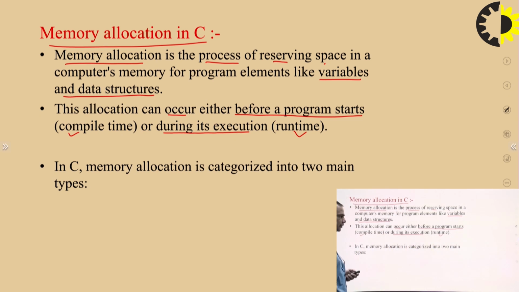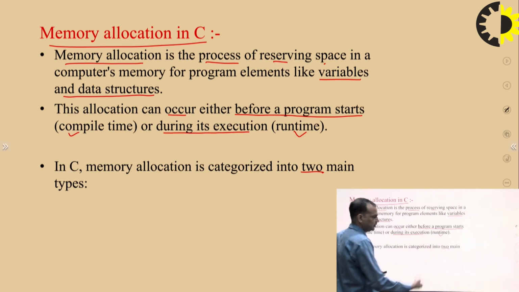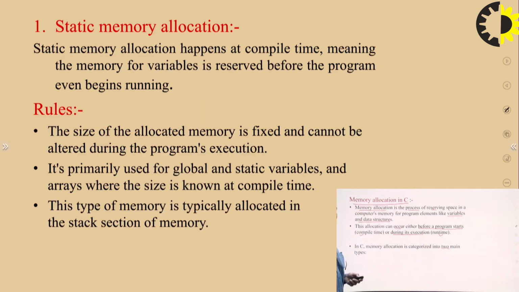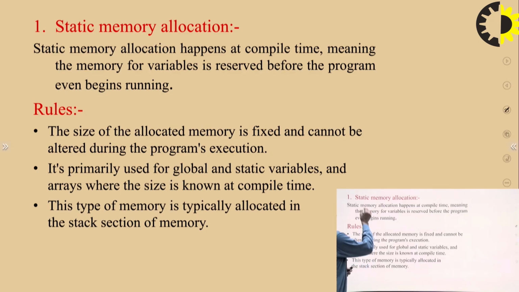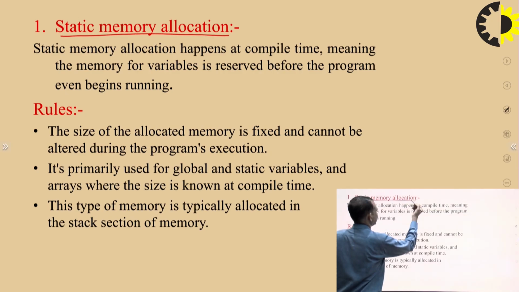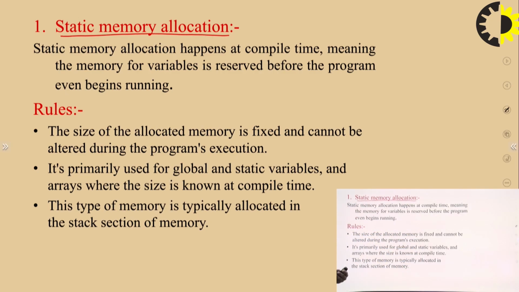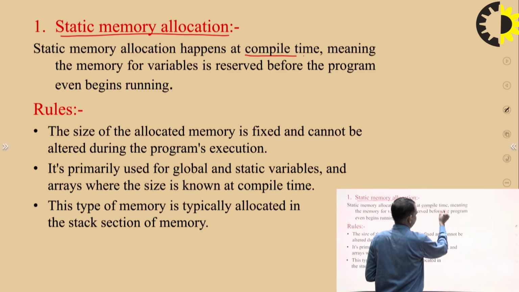And in C, there are two basic types of memory allocation. The first one is static memory allocation. Firstly, we will go through some basic points of static memory allocation, then we will look at an example. In static memory allocation, the allocation is done at compile time.